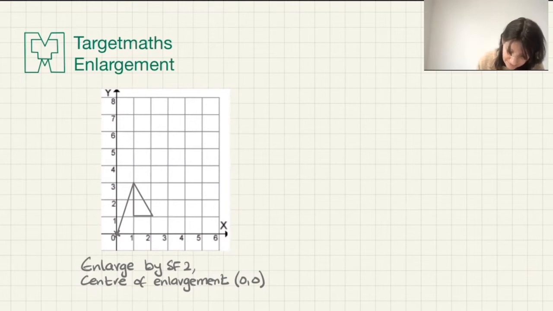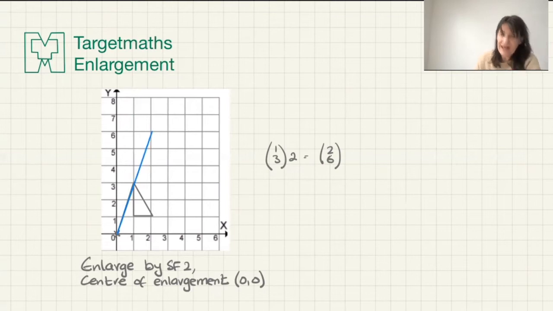So I can see that that vector is 1 along and 3 up. I've got a scale factor of 2, so I'm going to times that vector by 2, which is going to give me 2, 6. So back at my starting point, I'm going to go 2 along and 6 up, which is going to take me, oh, I want a straight line really, which is going to take me there. And that's the start of my new shape.